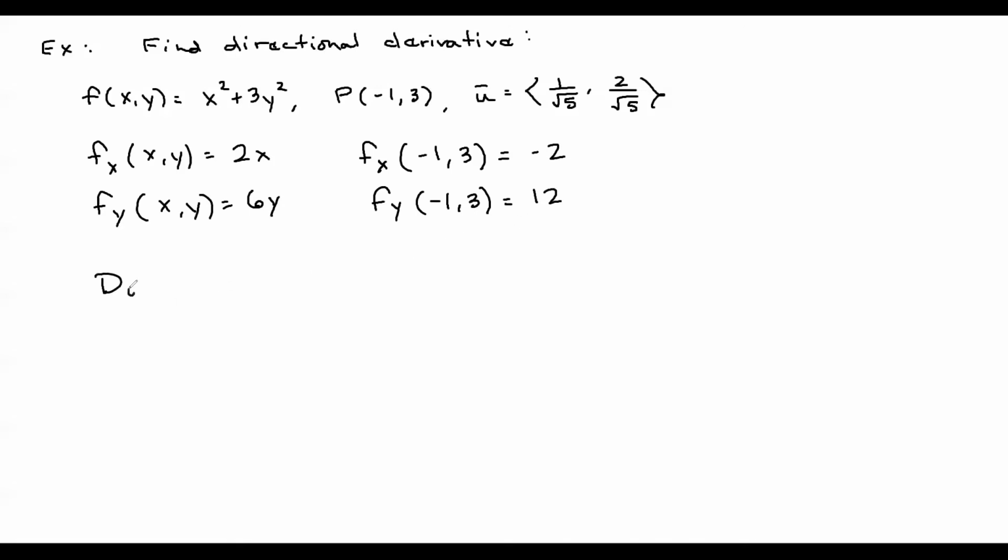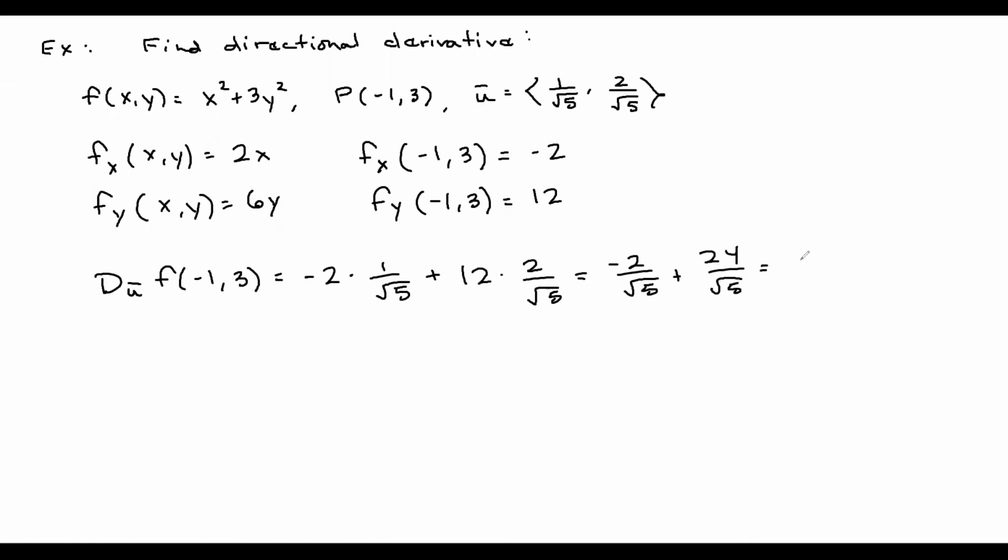And then the derivative in the u direction of f at negative 1, 3 is going to equal the partial with respect to x at negative 1, 3, which is negative 2, times u1 from the unit vector, which is 1 over root 5, plus the partial with respect to y at negative 1, 3, that's 12, times u2, that's 2 over root 5. And so we get negative 2 over root 5 plus 24 over root 5, which equals 22 over root 5. And that's it. That's the derivative.